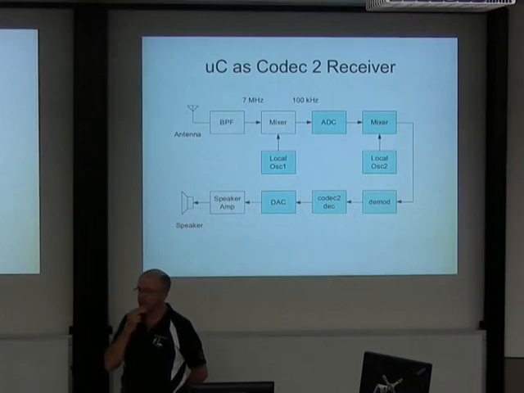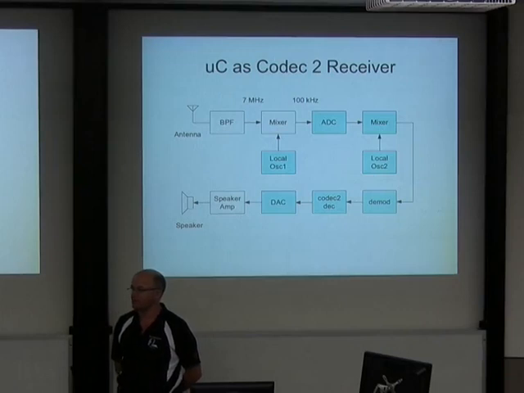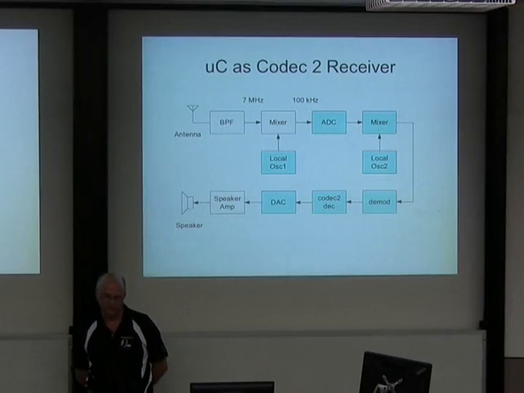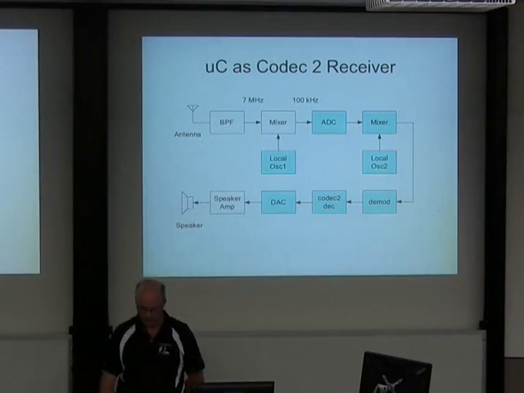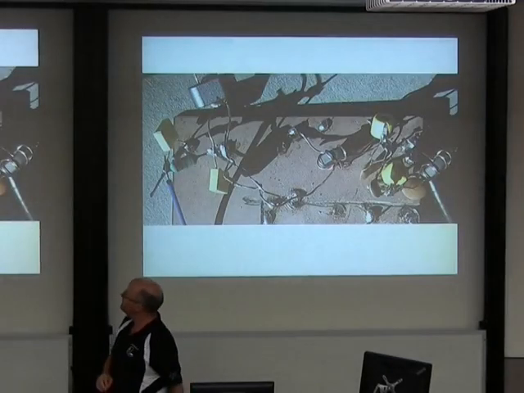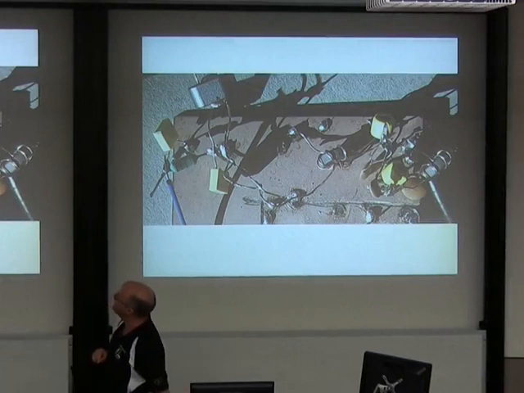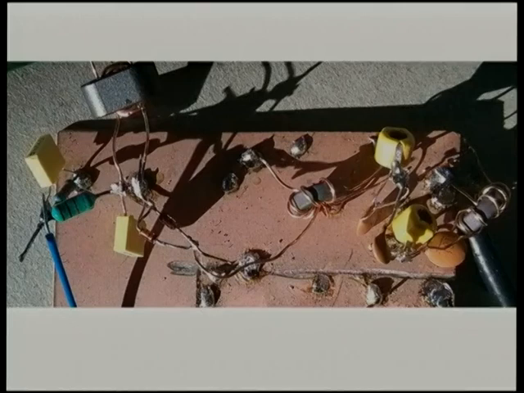Because we do the quadrature down conversion, the conversion to I and Q, in software, which means it can be perfect, rather than using two analog mixers to produce the quadrature parts. So I hope that's come up all right. I've got this in front of me, but that's where I'm at with it. That's all the parts there are. That's about an hour's work, including winding the coils.